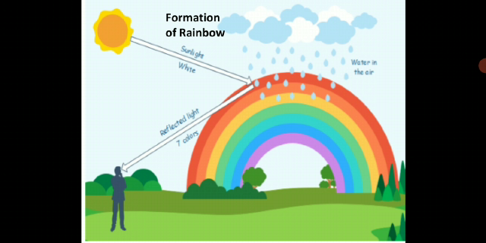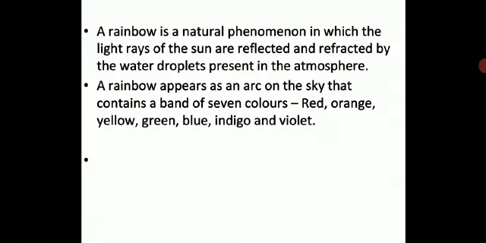This is a rare phenomenon that you see during monsoon, because you have lots of humidity and water droplets in the air, and you can see the reflection of the rays of the sunlight. The light falls on the water droplets and reflects, and due to that, the phenomenon of a rainbow happens. A rainbow is a natural phenomenon in which the light rays of the sun are reflected and refracted by the water droplets present in the atmosphere.